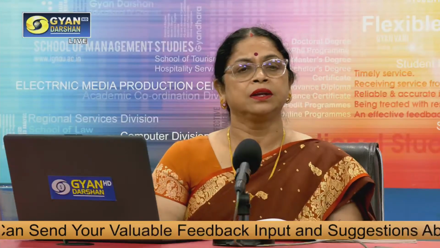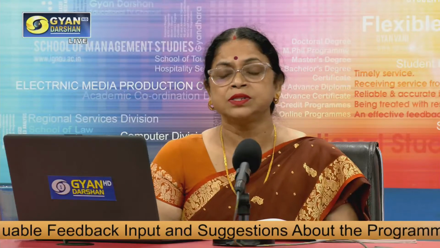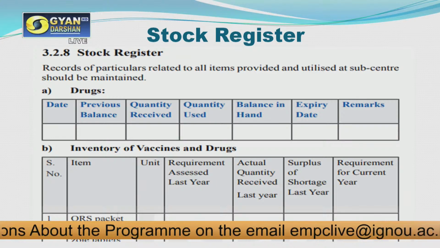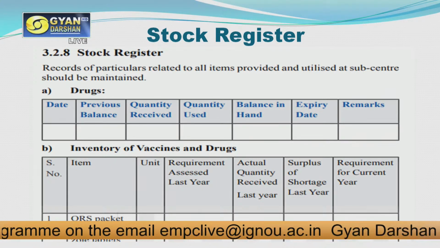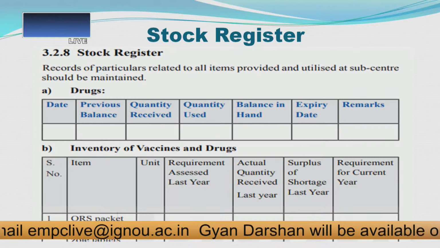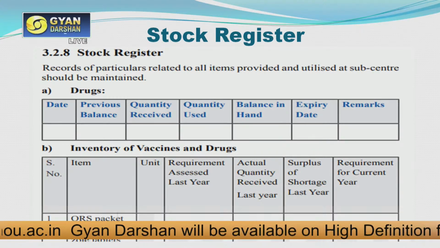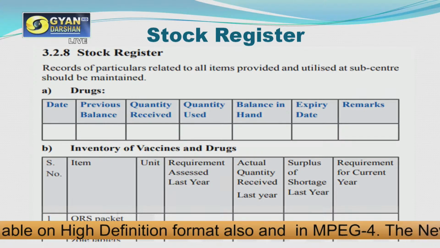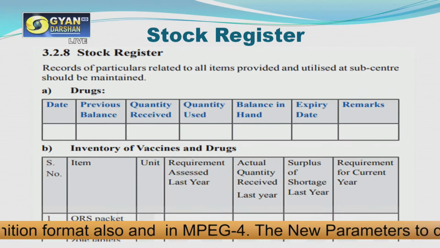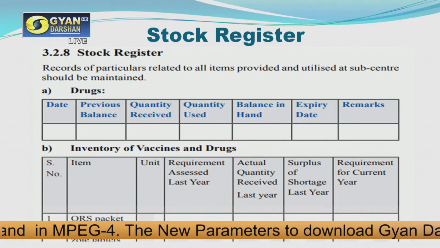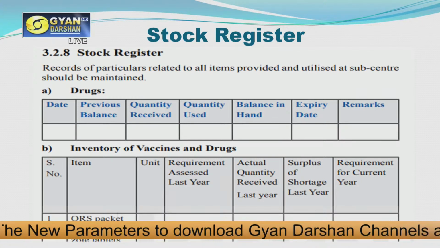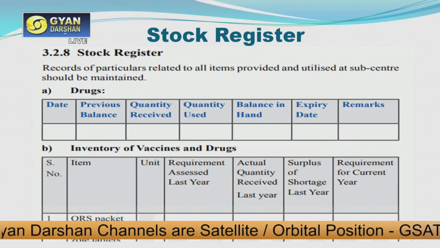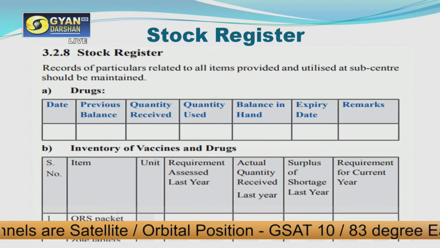Now comes another register, that is the stock register. The stock register consists of the records of the particulars related to all the items provided and utilized at the sub-center. Among these items, one of the most important things in the sub-center will be the drugs. So you will write the date on which you are recording, the previous balance of this particular drug, the quantity which you have received, the quantity which is utilized or used, and out of that, what is the balance in hand.